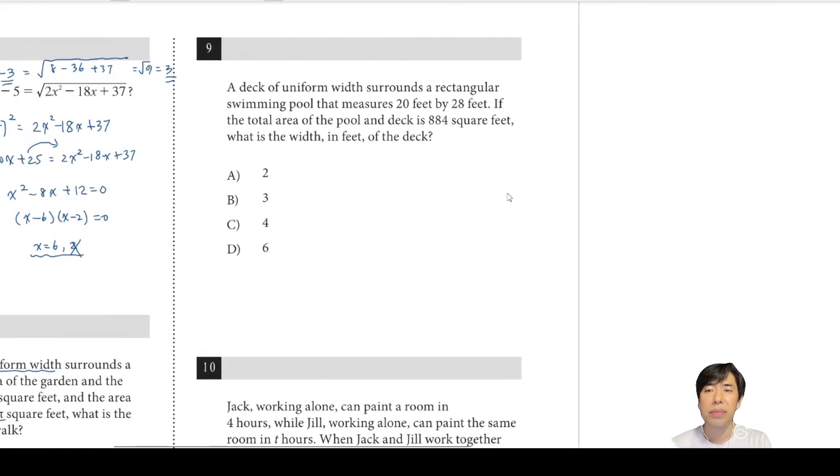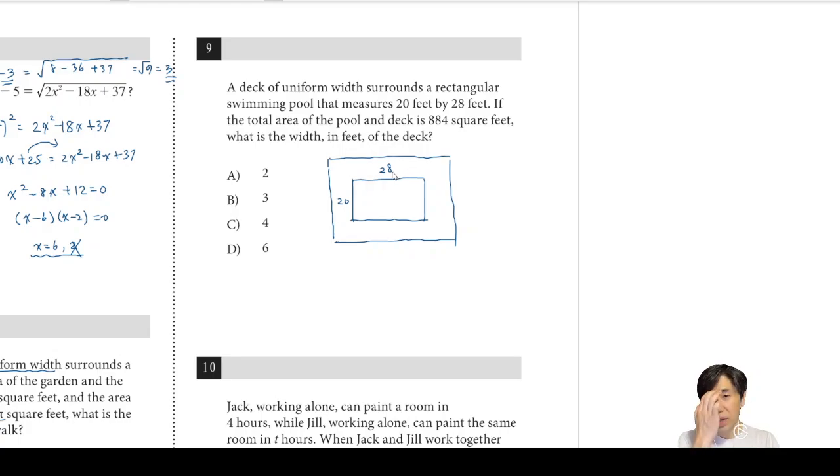Number 9. A deck of uniform width surrounds a rectangular swimming pool that measures 20 feet by 28 feet. So we have a rectangular pool, 20 by 28. And it's a deck of uniform width surrounding the pool. So it has to look like this. And the widths are all the same. If the total area of the pool and deck is 884 square feet, what is the width in feet of the deck?